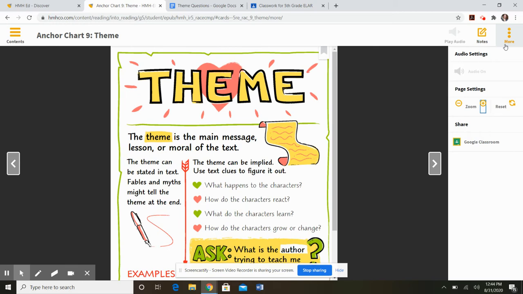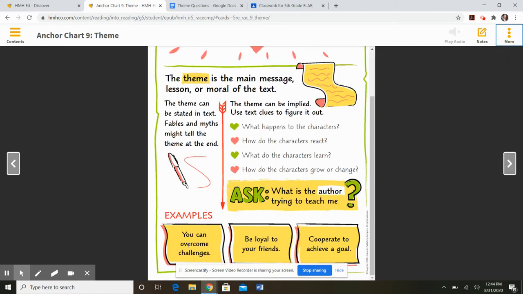One example can be you can overcome challenges. This would be a theme. It's one sentence. It's what you learned in the story. It's a message, lesson, or moral. Another one can be be loyal to your friends. Another one can be cooperate to achieve a goal. Never give up. Those could be things that would be a theme.